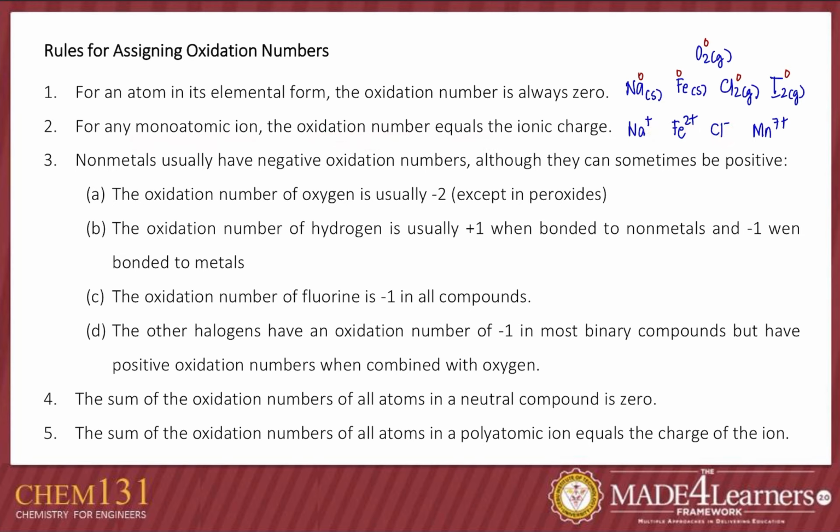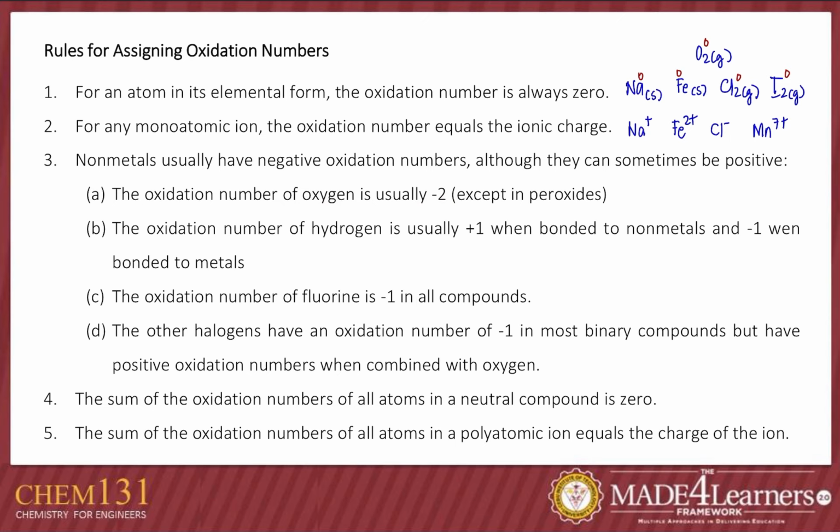So we have to remember this. Non-metals usually have negative oxidation numbers. So, di ba ang non-metal kay katong naa sa right side? So they tend to accept electrons, di ba? They usually have a negative oxidation number, although they can sometimes be positive. Naa ay cases nga pwede sila positive. So unsay mga rules to remember regarding nonmetals. So number 1, most of the time oxygen has an oxidation number of negative 2, except in peroxides.